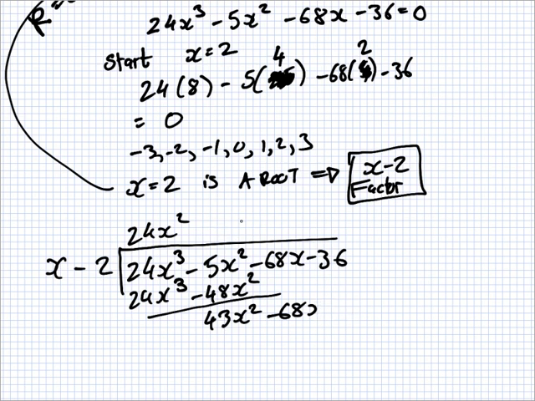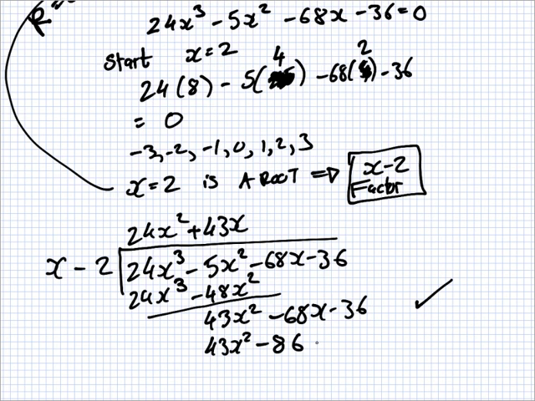Okay. Let me just go back to here. Minus 68x minus 36. Alright, everything okay to here? Yep. Everything's okay to here, yeah? Alright, so the next one has to be 43x, true? So this will be 43x squared minus 86. Yes. There we go. Alright, so I subtract, what have I got here?